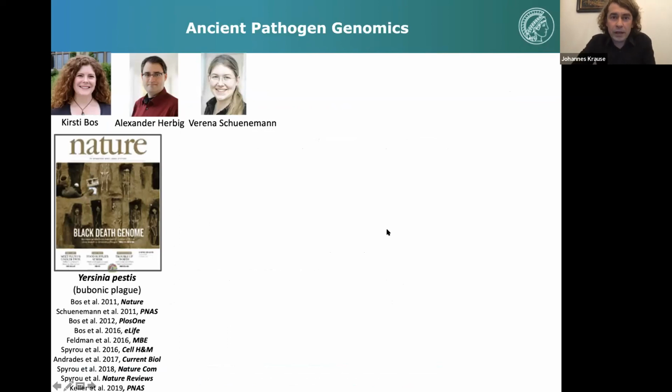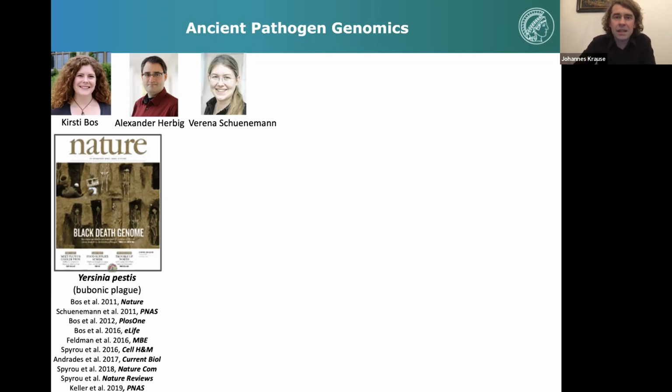So this is the type of work that I mostly did with those three researchers. Kirsty and Alexander were postdocs in my lab in Tübingen before I moved to the Max Planck Institute in Vienna. Verena was a PhD student of mine, and Kirsty and Alexander are now group leaders at the Max Planck Institute in Leipzig, where I now have my department. And Verena is actually a professor in Zurich right now, and is soon moving to Vienna. And we focused on different pathogens over time.